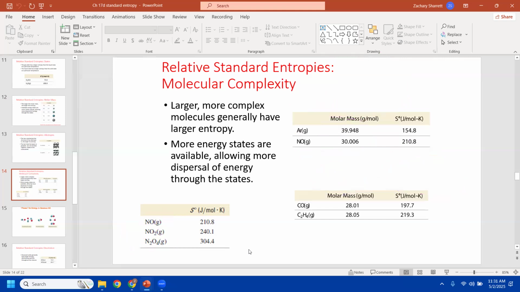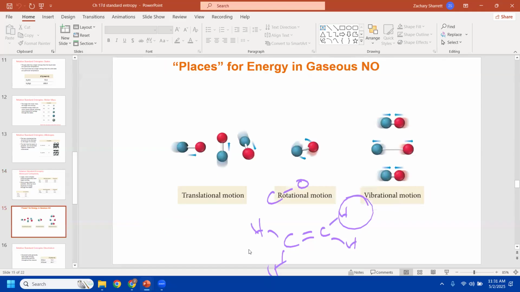So if we look at these two compounds here, carbon monoxide versus C2H4, they have the exact same molar mass, 28 and 28, but the acetylene has a little bit higher entropy because it has 5 bonds that can have these vibrations, whereas the carbon monoxide only has the 1 bond that has vibrations. So in general, more complex molecules generally have larger entropies because there's more energy states available, allowing them more dispersal of energy through those states.